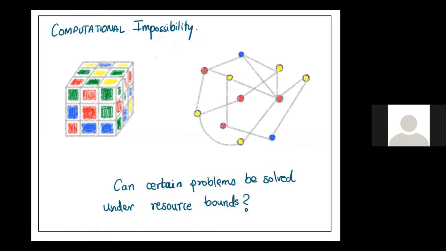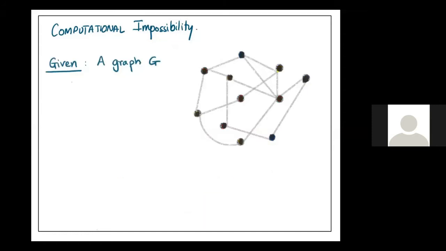Under certain resource bounds. Typical resource bounds are, can I solve it efficiently in some amount of time? Some may say that, oh, I want to use a bounded amount of memory to solve the problem. Some others may say, I want to use a bounded amount of energy to solve the problem, and so on and so forth, right? So a resource could be anything, but the question is always, can I solve a certain problem while respecting the bounds of the resources?